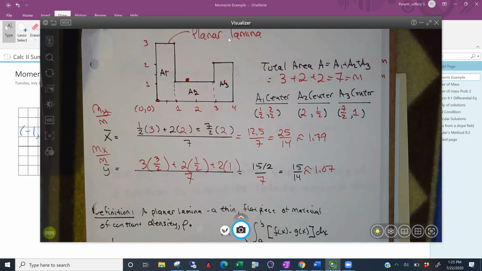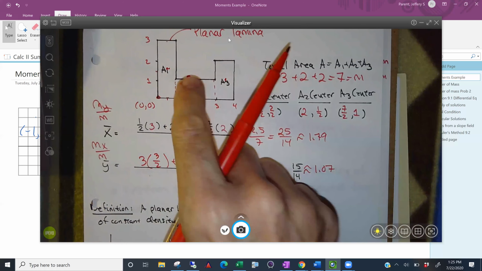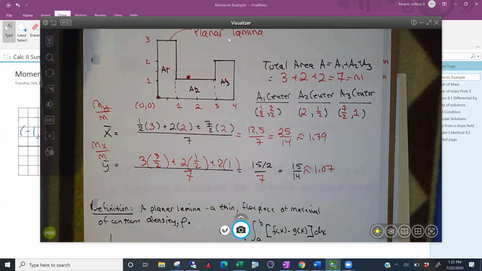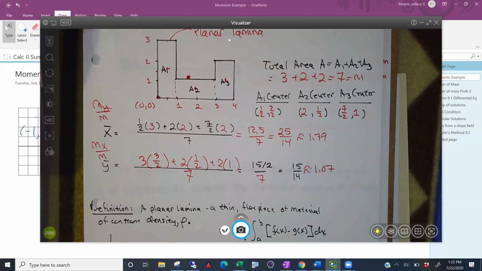Does anyone notice anything peculiar about where that center is? It's not on the plane. Yeah, it's not on our little weird shaped plate. So basically you can't balance it at just one point because the center of mass is actually off of this plate. Now that's okay, it's not something we have to worry about. Our goal is to try and find that center of mass. And we did. So that's where we can stop and say, all right, the rest of the problem is for you engineers.